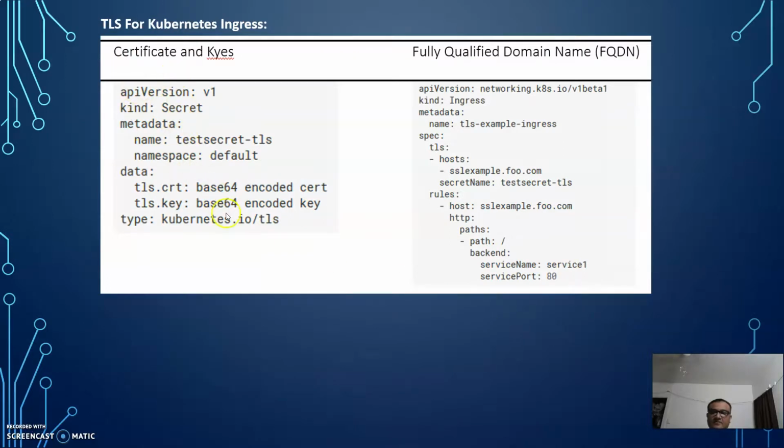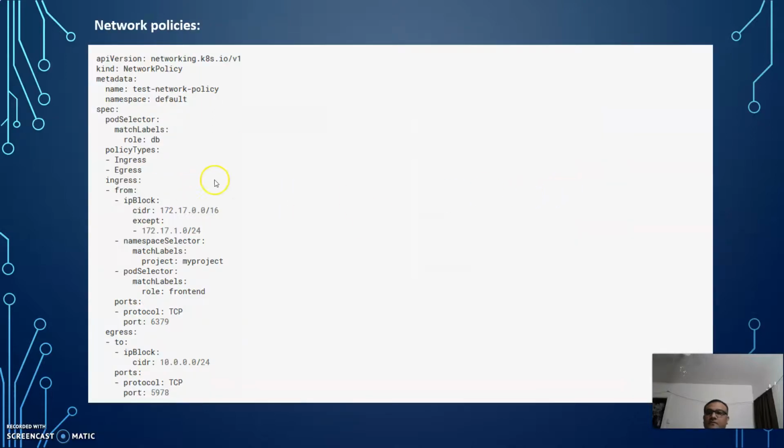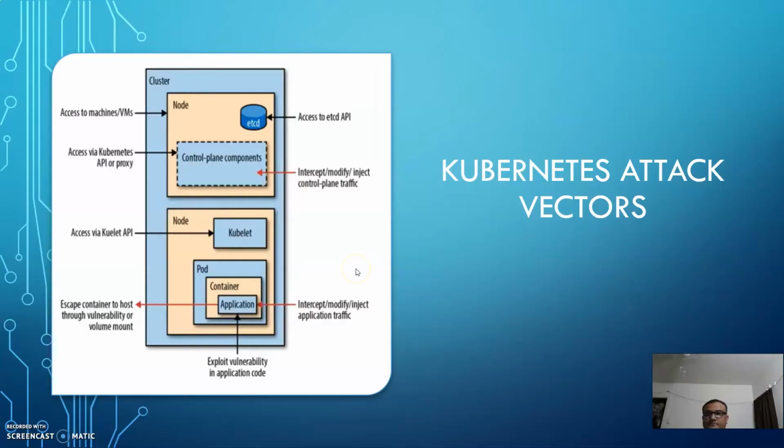Certificates and keys we can store. I already showed you how we can store the secrets, and this is one more example for that. And this is how we can configure the domains. Network policies: this is the sample for the network policies YAML.